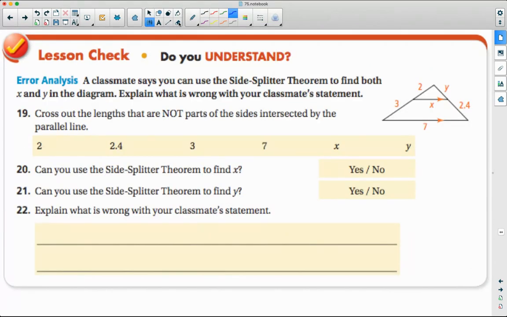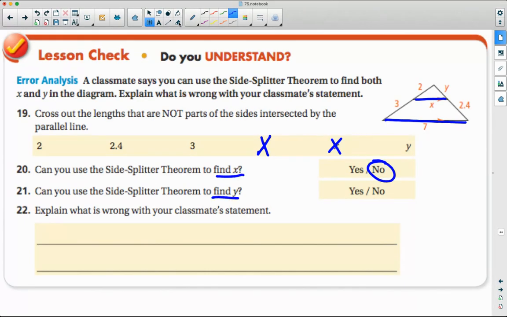Okay, let's look at the second lesson check. A classmate says you can use the side-splitter theorem to find both x and y in the diagram. Explain what's wrong with your classmate's statement. Cross out the lengths that are not part of sides intersected by parallel lines. That would be 7 and x. This side of 7 and this side of x are not sides that are being split. So if they're not sides that are being split, you cannot use the side-splitter theorem to find x.